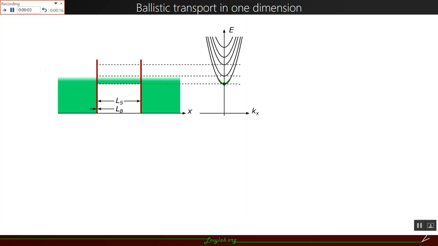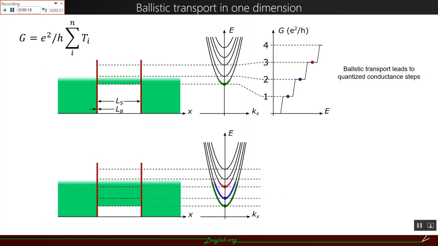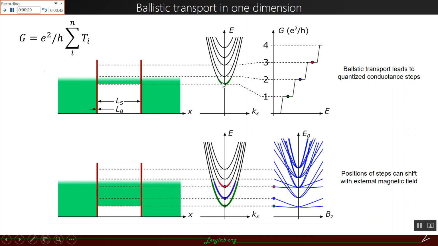Confinement in an electron system creates a manifold of subbands, and tuning the chemical potential changes the occupation of these subbands. When transport is ballistic, each subband contributes a quantum of conductance according to Landauer's formula, leading to a series of steps in the conductance at integer values of e²/h. Applying an external magnetic field can shift the relative energies of these subbands, as depicted here.